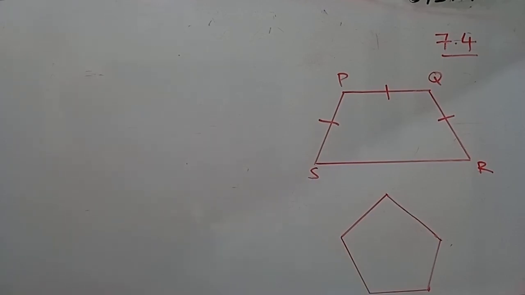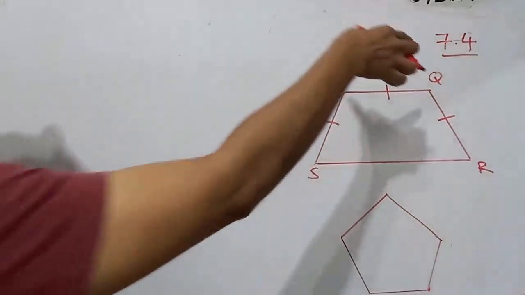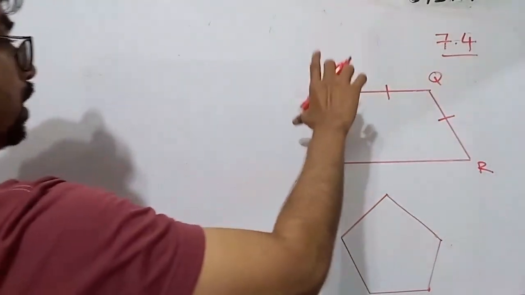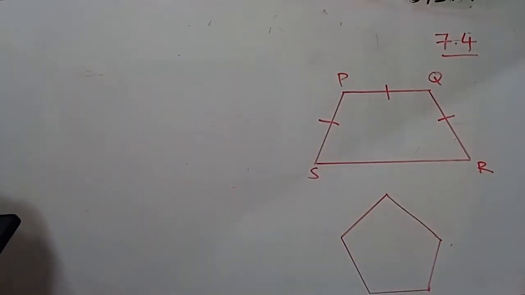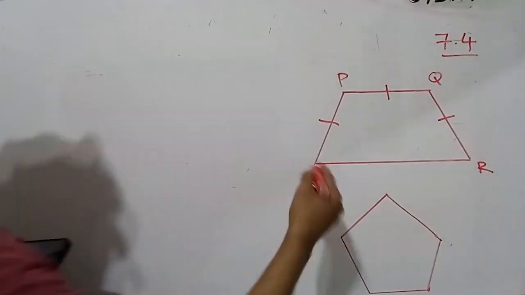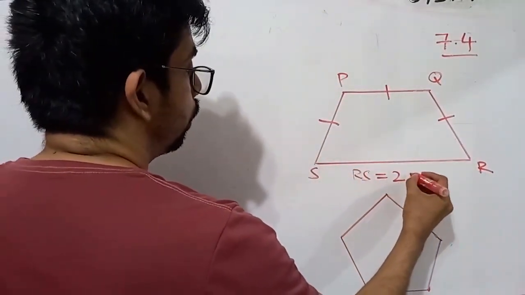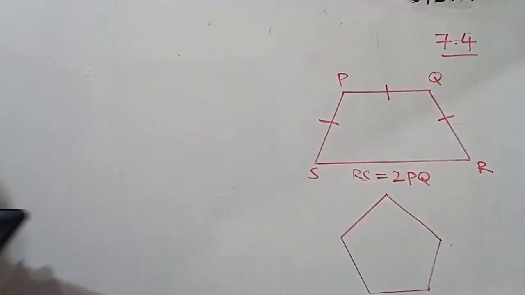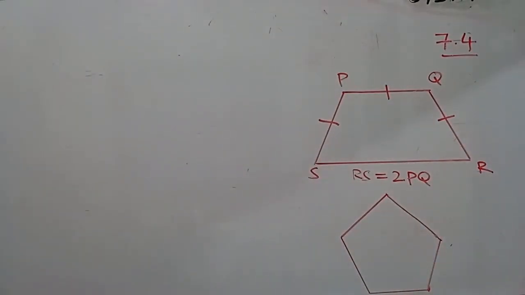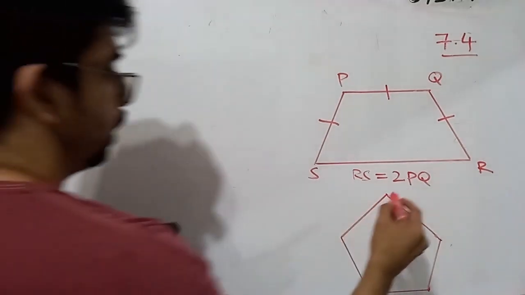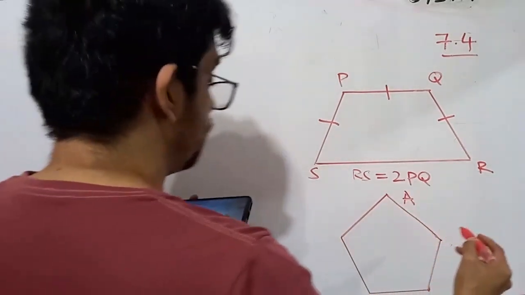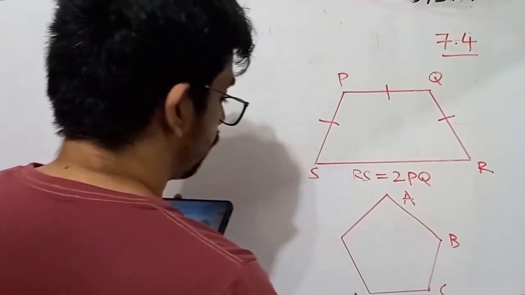Exercise 7.4, question number 3. In the quadrilateral PQRS, PQ is equal to QR is equal to SP. Then we have RS equal to 2 times PQ. Find the relation, the perimeter of the regular pentagon ABCDE. So the pentagon we have is ABCDE. Kindly note that.